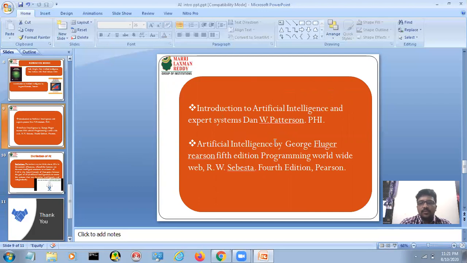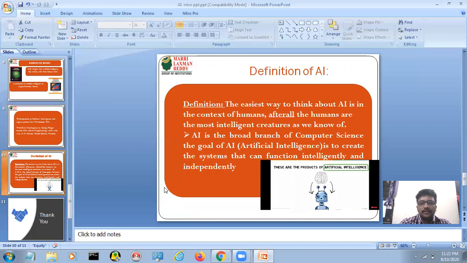So far we discussed the course outcome, the syllabus of AI, and the prerequisites and basic knowledge required to understand AI. Now we go with the definition of AI. This is a simple definition of AI, which any ordinary person can understand. What is AI? The easiest way to think about artificial intelligence is in the context of humans. Why? Because humans are the most intelligent creatures as far as we know.